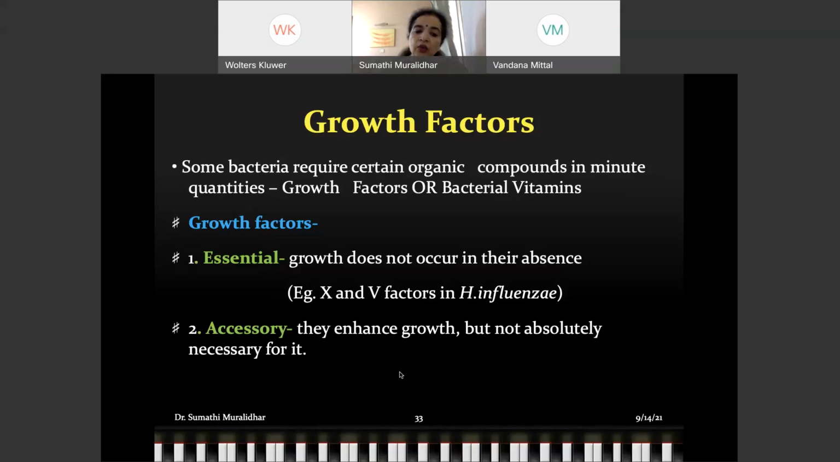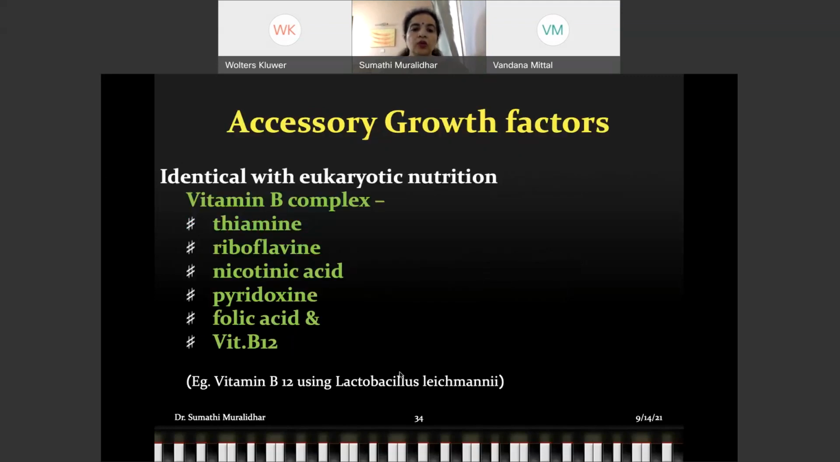And the accessory growth factors are those which enhance the growth of the bacteria, but they are not absolutely necessary for it. So the accessory growth factors are something like our vitamins. Just as the eukaryotes require vitamins, the bacteria also require some vitamins. Some of these can be from our own vitamin B complex like thiamine, riboflavin, nicotinic acid, pyridoxine, folic acid, and vitamin B12. An example here is that vitamin B12 is used by Lactobacillus, which is one of the gram-positive bacilli.